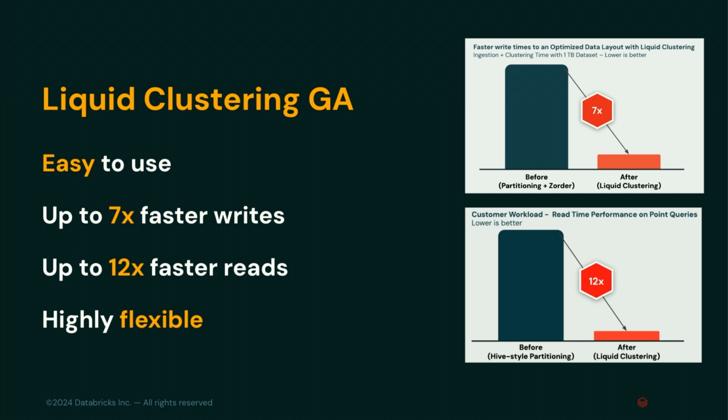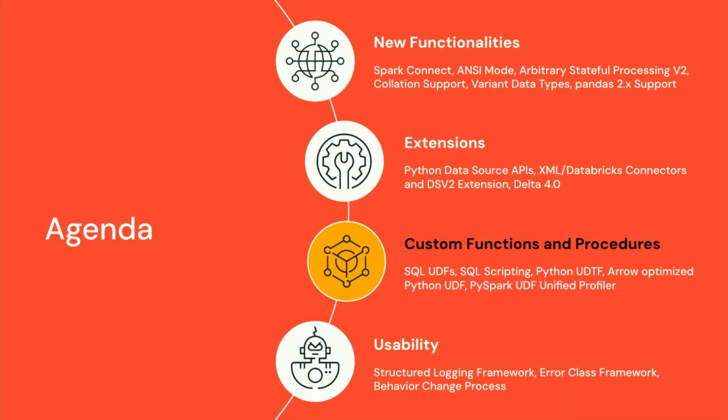It's very easy to use, as I said, and it provides up to 7 times faster writes than the vanilla Hive partitioning feature, and also up to 12 times faster reads, because on the whole, it uses ordering, which means it's multi-dimensional ordering. It doesn't matter how you order your keys, and it's very flexible. Okay, next I will hand over to my colleague Xiao. Okay, thank you.